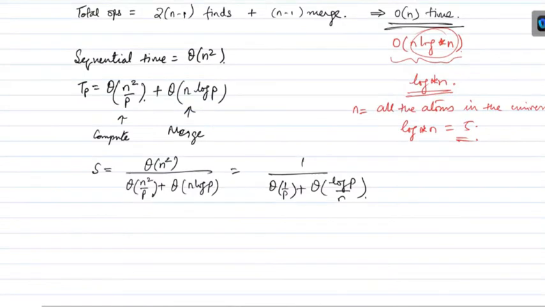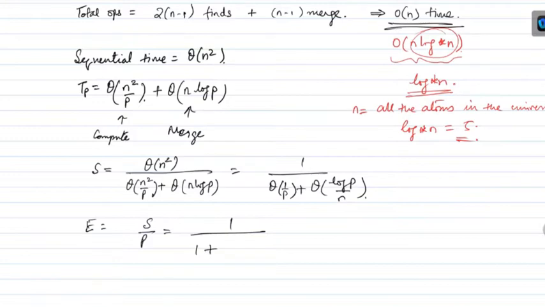And what is efficiency? Efficiency is going to be speed up divided by p. So you want your efficiency to be as close to 1 as possible, a constant, preferably. If you divide by p, the denominator gets multiplied by p. So you get 1 plus theta of p log p by n.